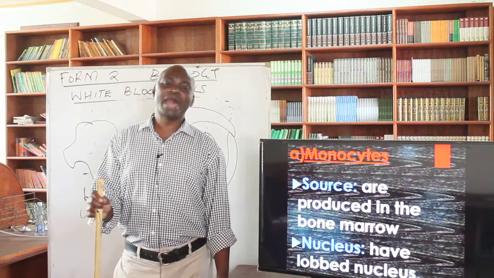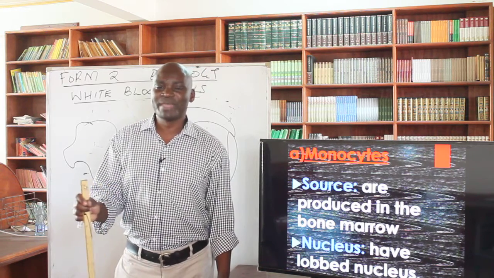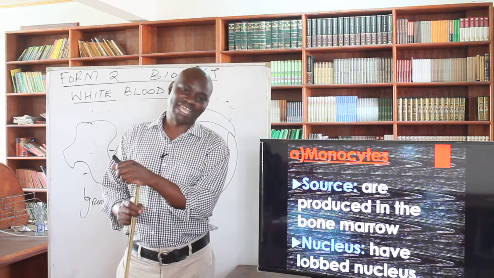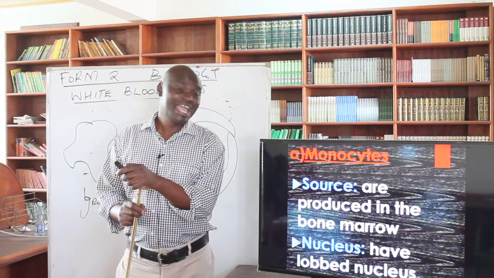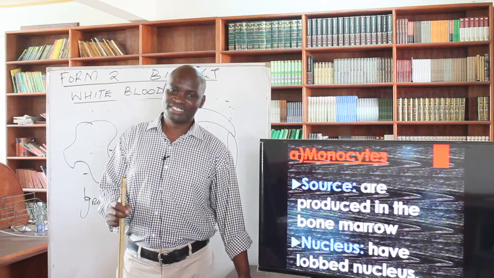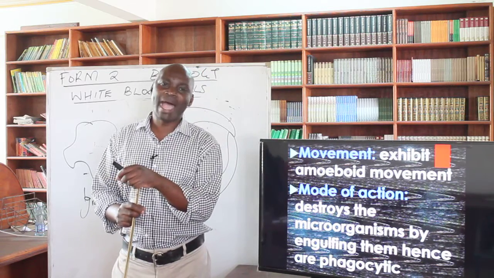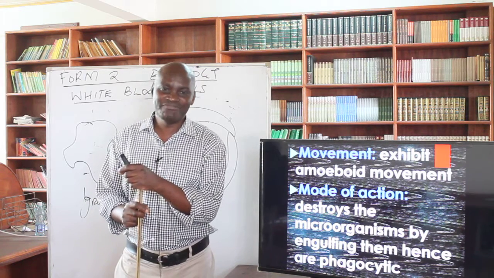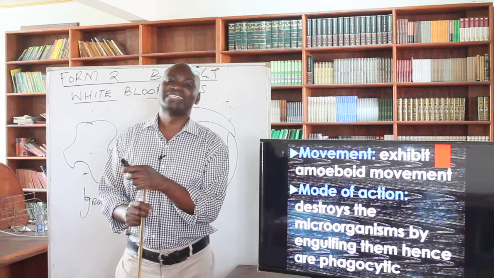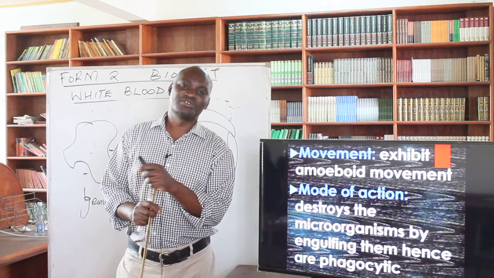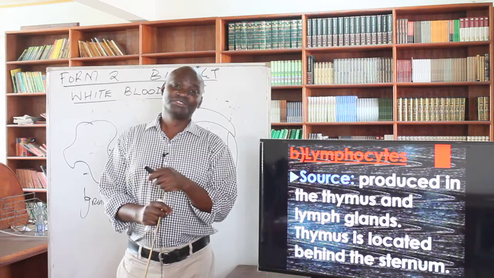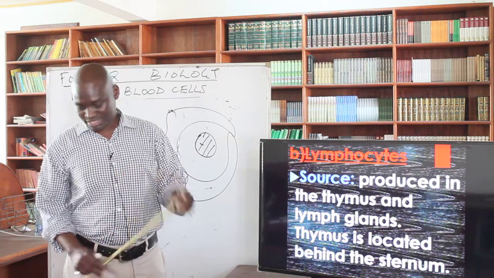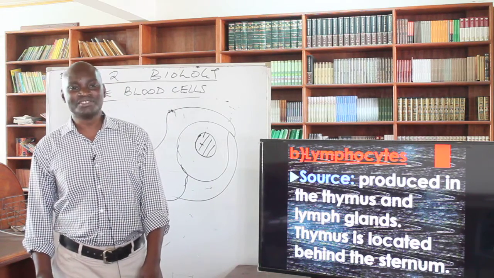Where are monocytes made? Monocytes are made in the bone marrow, just as the granulocytes. And their nucleus is also lobed. They move by amoeboid movement, and they act by engulfing and destroying or digesting the microorganisms. So next time when we meet, we look at the lymphocytes, which are the second type of agranulocyte.